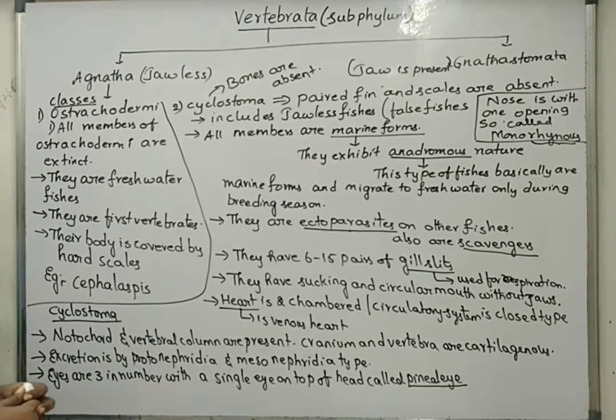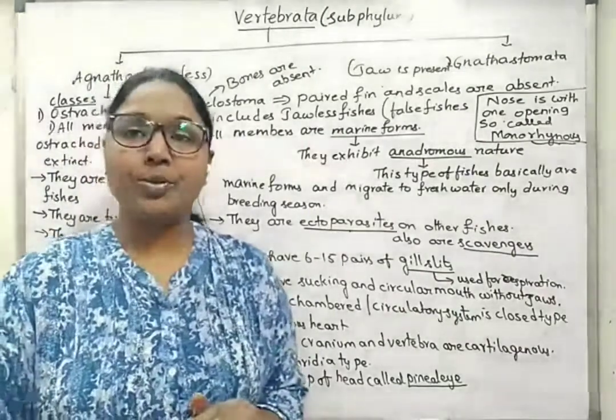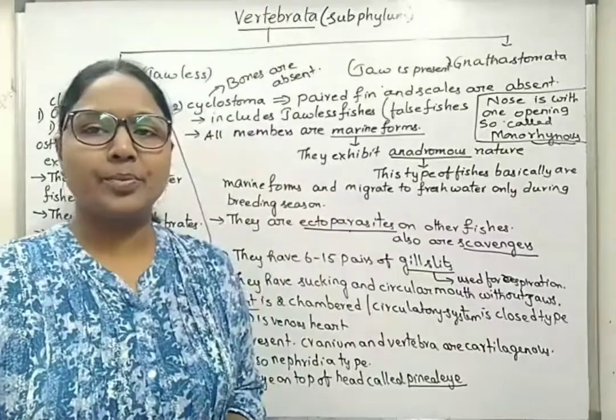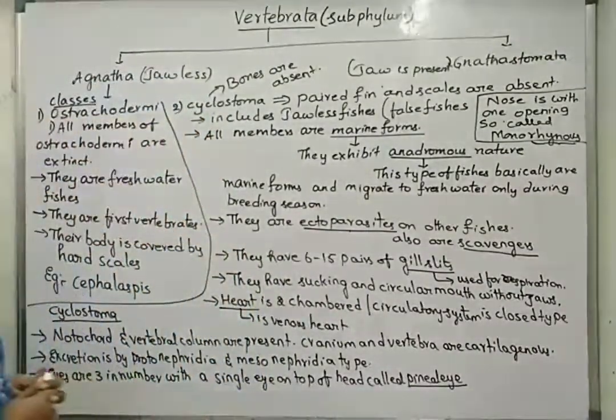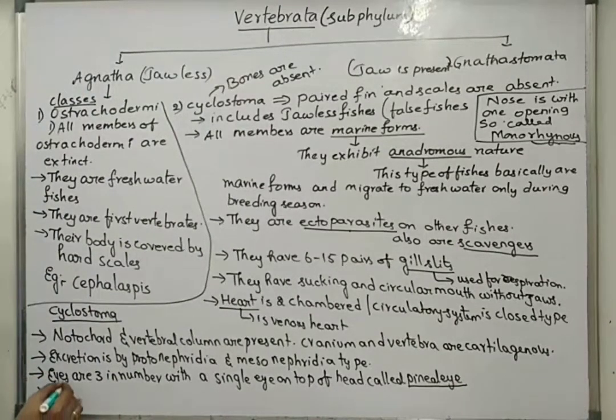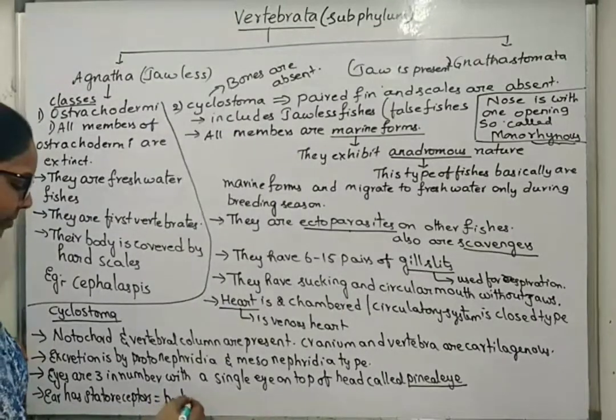Inside the ear, there are some structures called statoreceptors. These statoreceptors are used for balancing of the body. So, the ear has statoreceptors for body balance.